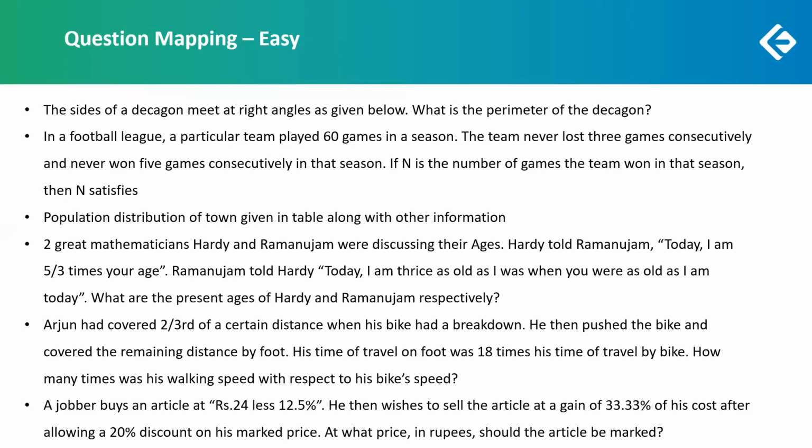Similarly, never won 5 games consecutively. So the maximum the team could win is 4 games consecutively, and so lose the 5th game. So out of every 5 games, the team had to lose a minimum of 1 game. So we could find the minimum number out of 60 games, and we could easily find the range.